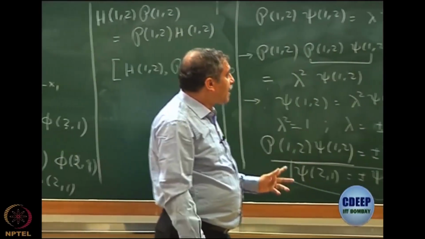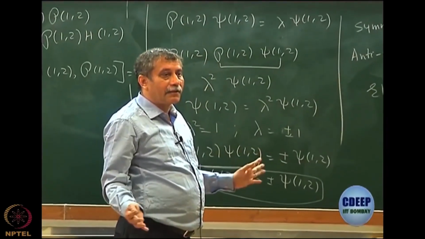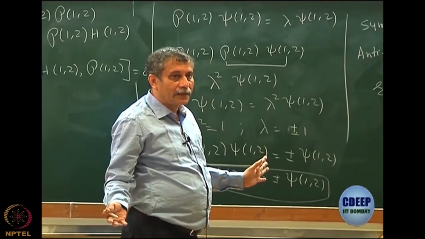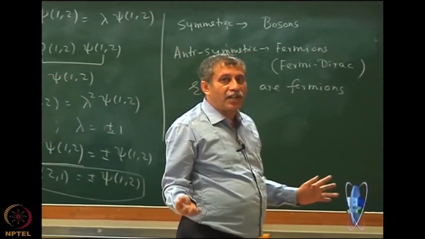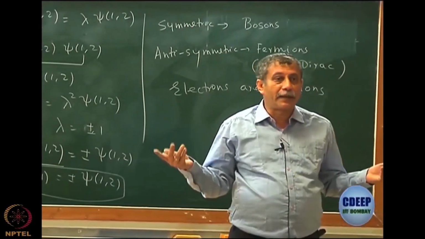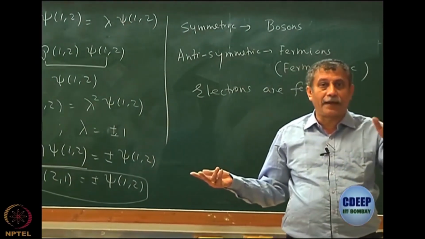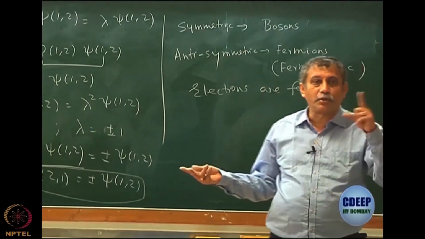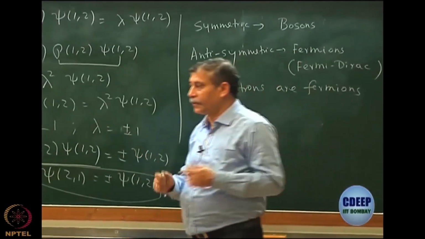Note that this result, although I derived it only for two particles, is general for any n particles. So, for any n particle function, if I interchange the coordinates of any two particles, the wave function will be antisymmetric with respect to the permutation of those two particles. So, every pair interchange should produce a negative sign. That is an important thing that we should remember.